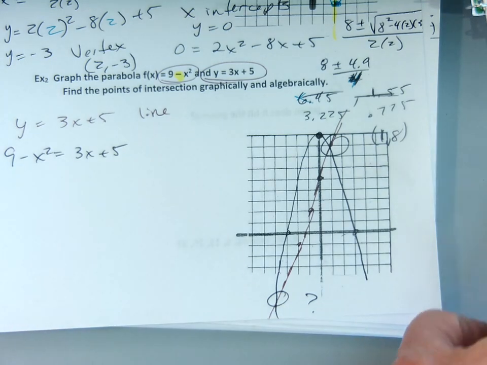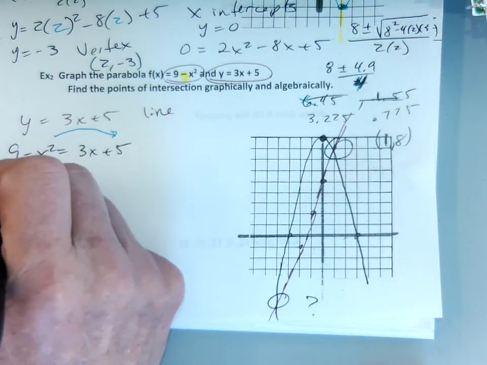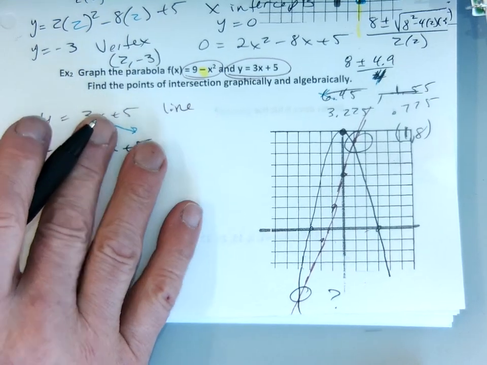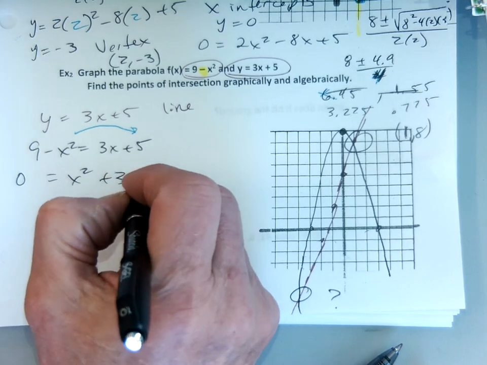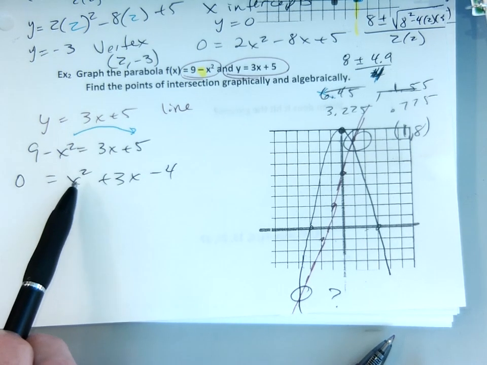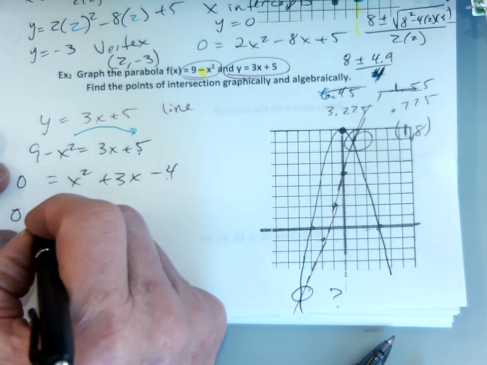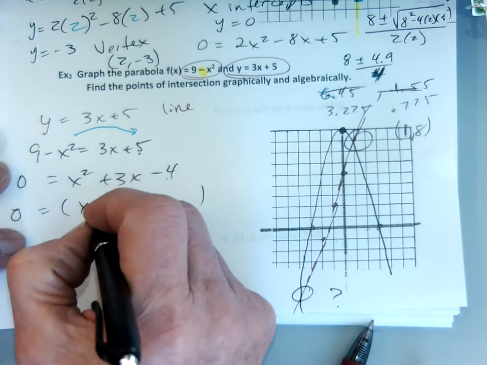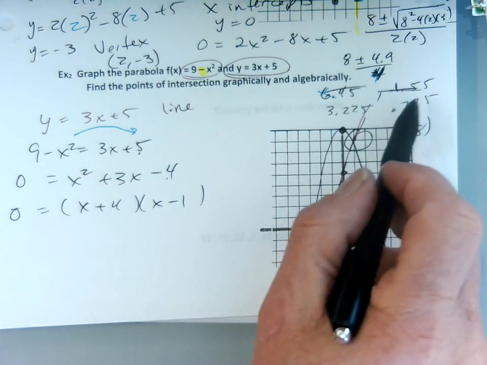Looks to me like I'm probably going to have to factor, so I'm going to bring everything over to this side and set it equal to 0. You okay with that? Okay, so I'll have a positive x squared because I added the x squared, plus 3x, and if I subtract 9, I'll have a minus 4, okay? I added the x squared, brought it over, and I subtracted the 9, gave me negative 4, and I think that will factor, won't it? That'll factor into (x plus 4)(x minus 1). Oh, I like it when it factors. Then I have to do this ugly quadratic formula, huh?